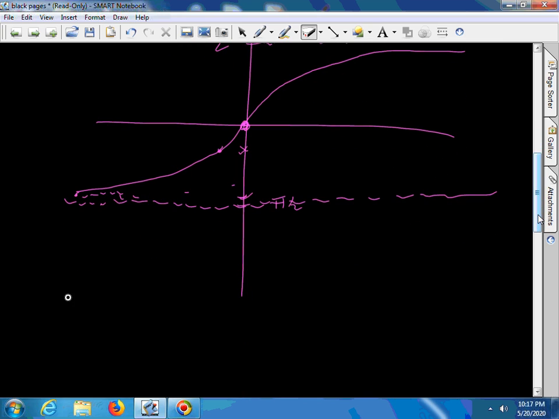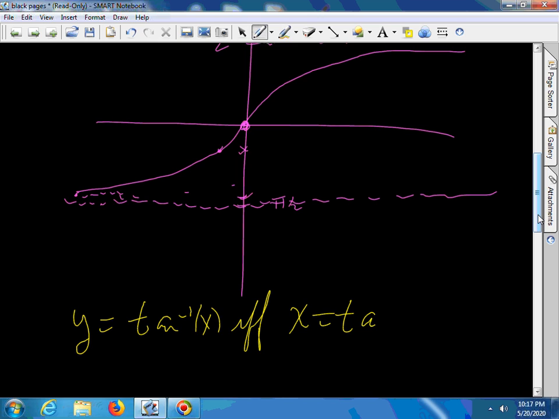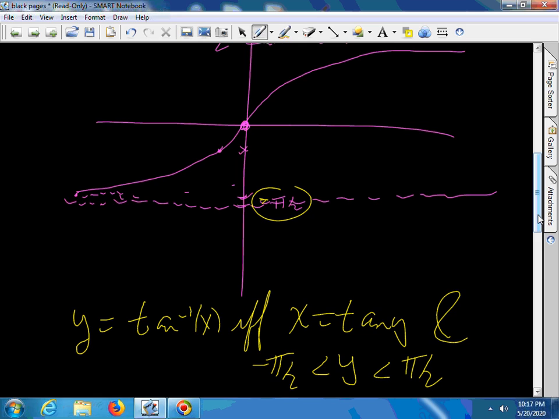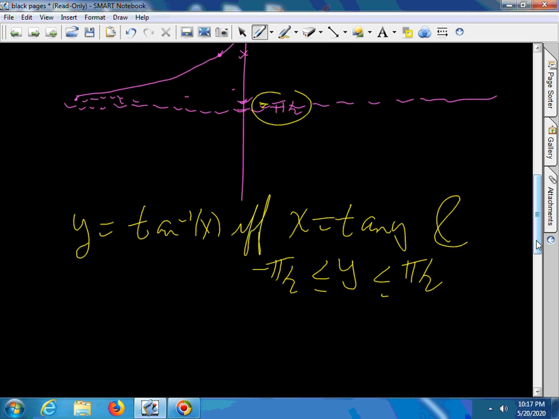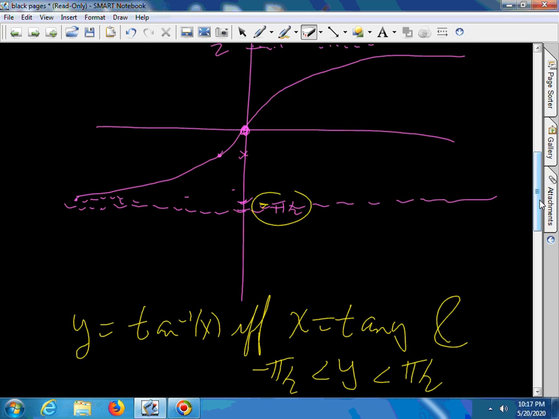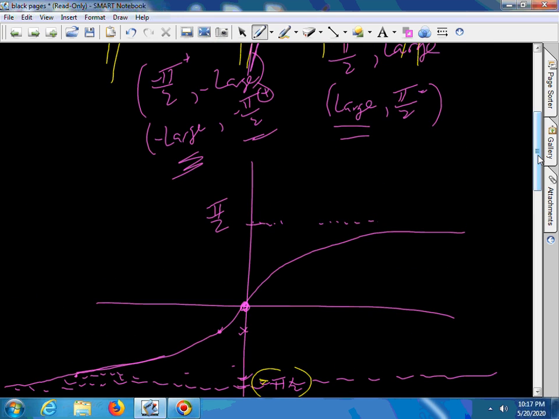And y is equal to the tan inverse of x if and only if x is the tangent of y and y is in between negative pi over 2 and pi over 2. Should I put equals here? I don't know, but not putting equal is fine because the y value, and you have this asymptote here, the y value will never ever get to negative pi over 2. And up here, the y value will never get to pi over 2.